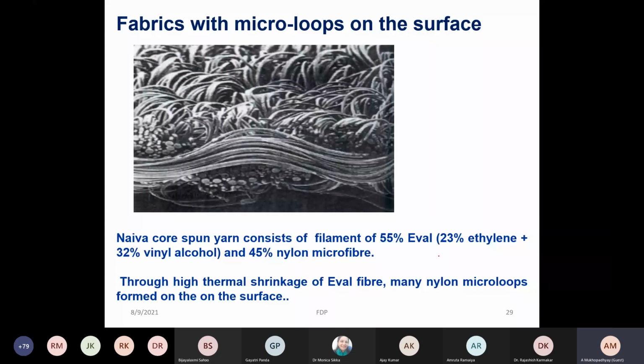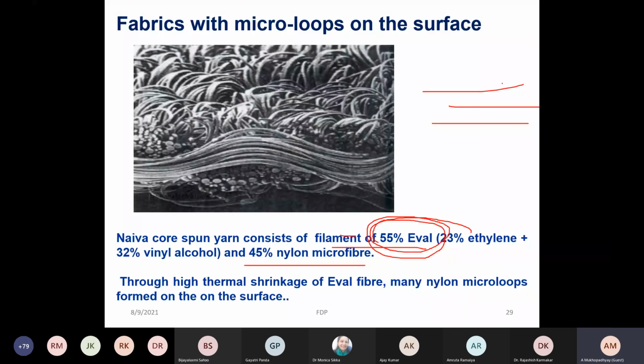This is another unique development, that is the yarn is basically made out of filament, EVAL fiber, and 45% nylon microfiber. EVAL fiber is shrinkable fiber. So if you have shrinkable fiber and non-shrinkable fiber, if the shrinkable fiber shrinks, obviously the non-shrinkable fiber can form loops. So basically we are using the combination of shrinkable fiber and non-shrinkable fiber. The non-shrinkable fiber will produce loops in the structure. By producing the loops, it can trap air. By trapping air, you can improve the thermal insulation of the fabric.